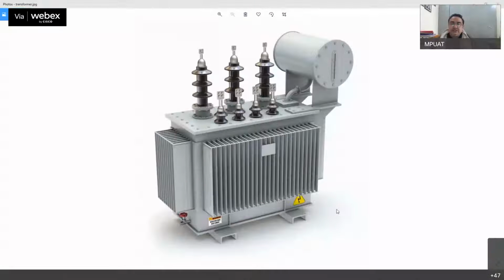So first of all I will give you the picture of how my transformer looks. Is this picture visible? The same picture you can see in your neighborhood also, in your colony also, in the form of a distribution transformer. So this is the external view of the transformer.